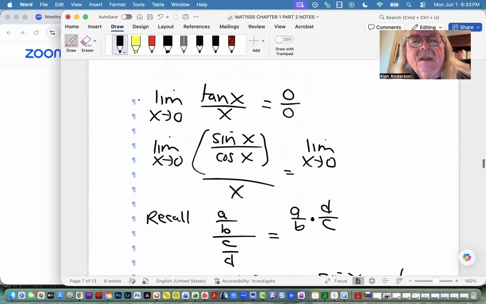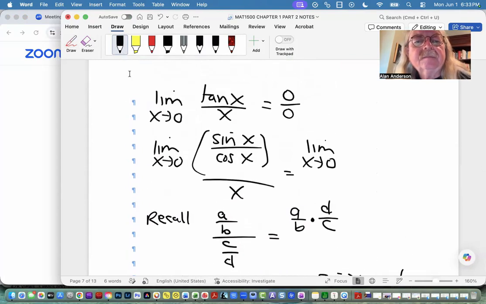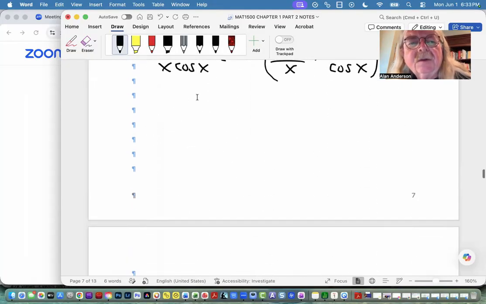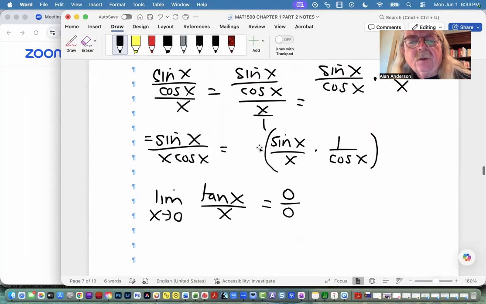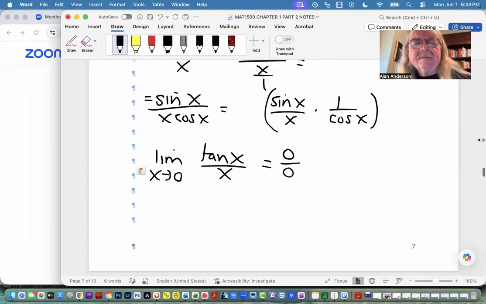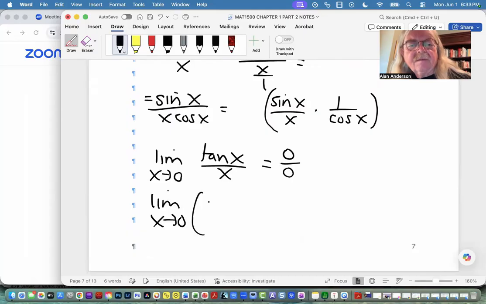So in other words, this limit, which if evaluated directly would lead us to 0 over 0, which is an indeterminate form that we don't want. After all this algebra, you can see that we could rewrite this as sine x over x times 1 over cosine x.